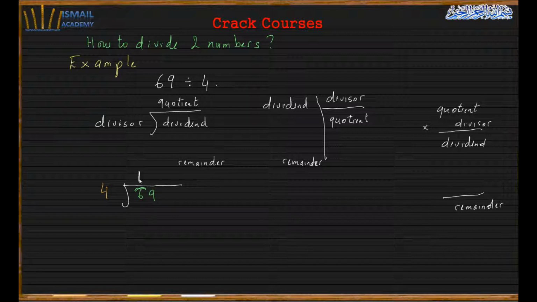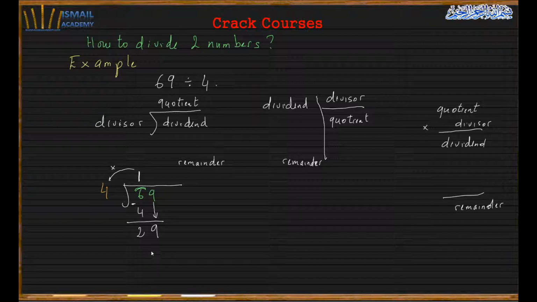So 1. After I find the number, what I do is multiply 1 times 4. 1 times 4 is 4. So I'm going to put 4 here. Then I subtract. Remember, we subtract. Then I will have 6 minus 4 is 2. Then, because 2 is less than 4, what I do next is move down the 9.